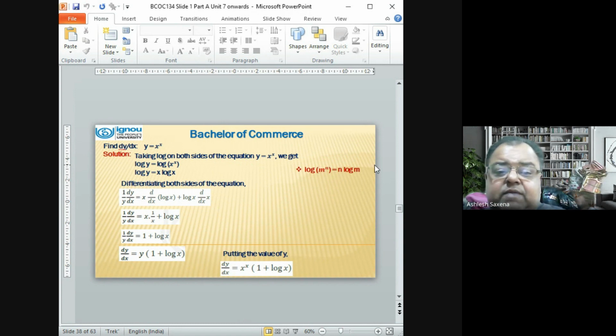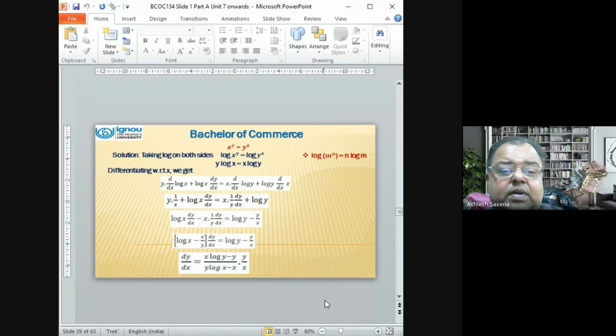This is the property that we have used, what we will be using, and what is to be used. Now see, another composite problem, the same method will be followed. You have to differentiate x raised to the power y is equal to y raised to the power x. Here we can see that the power cannot be reduced.